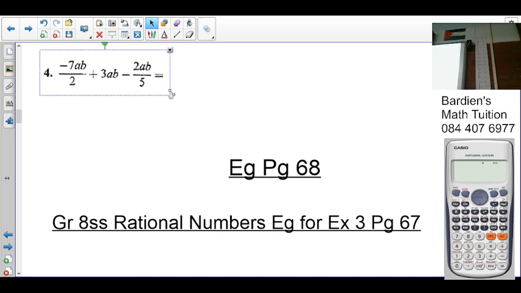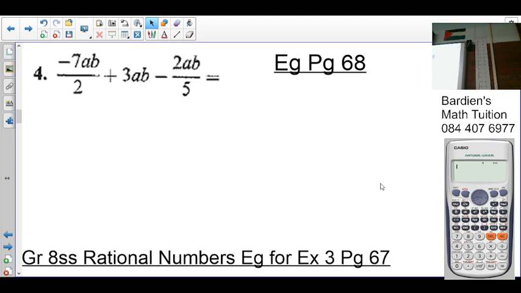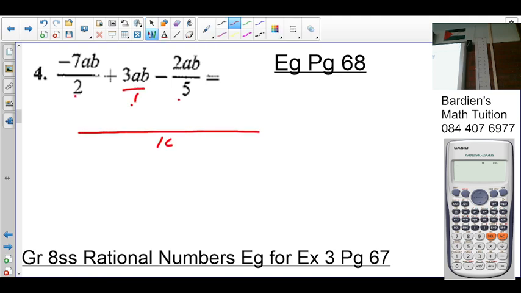Next one. Number 4. So what's your LCM here? Between 2, 1 and 5. It's going to be 10. So this must be multiplied by 5. This must be multiplied by 10. 5 must be multiplied by 2. So what is negative 7ab times 5? Negative 35ab plus 3ab times 10, 30ab. Negative 2ab times 2, negative 4ab.